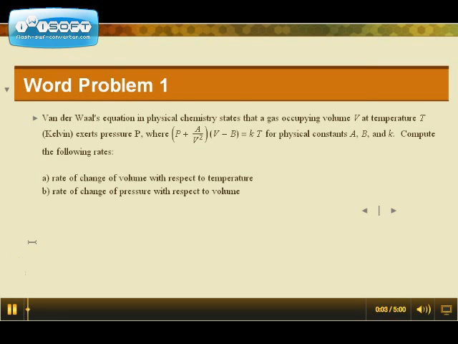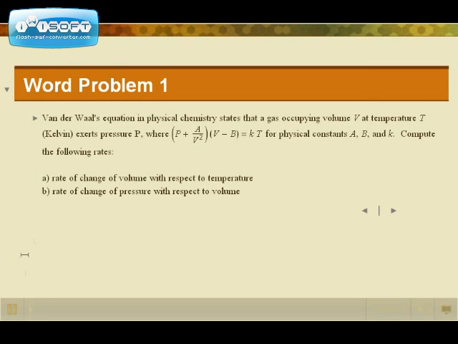Welcome to the first word problem on the chain rule that we're going to look at. This involves van der Waals equation from chemistry that says a gas occupying volume V at a temperature T exerts a pressure P according to this equation. So (P plus A over V squared) times (V minus B) is KT for constants A, B, and K.